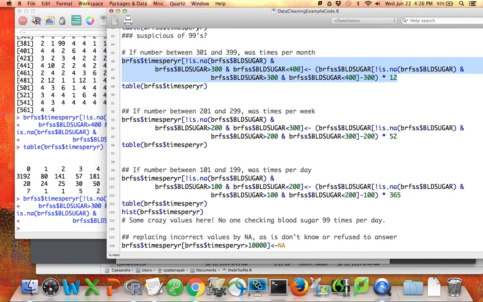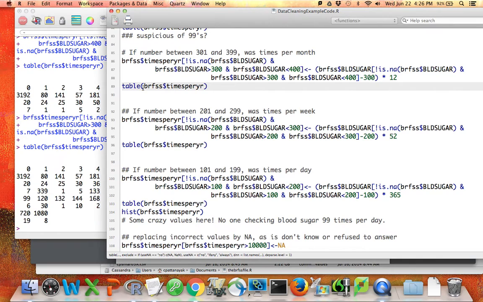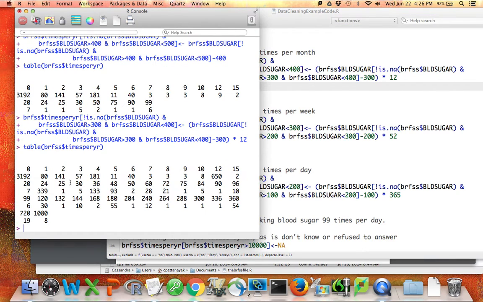So if I run that whole line of code and look at the results, you can see that, again, this table tells me how many times the times per year variable is equal to each of these values. You can see there are a lot of people who said they check their blood sugar once a month, right? There's 650 people like that who now have 12s here, so that's good to know. 9 of those you can see are from the times per year, but a lot of additional people were added when I added in the times per month.